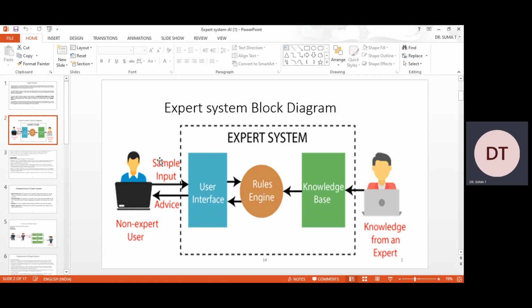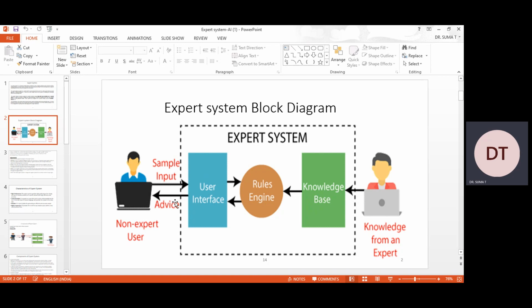The next is the expert system block diagram. You can see that the expert system block diagram consists of a non-expert user, the person who is going to input the data. Sample input is going to be put in, and that will have a user interface. The user interface is nothing but the communication between the expert system and the user, the person who is going to use the computer or the expert system.